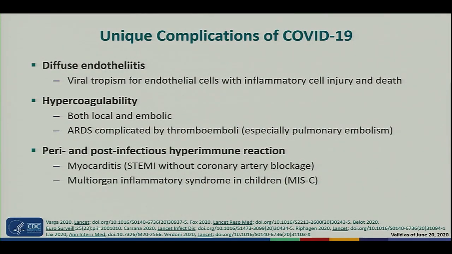And then lastly, I want to highlight something that may be of interest to folks as you think about a vaccine, and that is these peri and post-infectious hyperimmune reactions. In adults, one of the most severe is a myocarditis. We're seeing ST elevation MIs, but when they do coronary cath, there's no blockage. And it looks like the rise in enzymes is from a diffuse injury to the entire heart muscle. And in children, you've probably heard about this syndrome, which can in some kids occur about a month after they've been exposed or infected, of multi-inflammatory syndrome that looks a little bit like Kawasaki's, but is actually a very distinct entity from that. Next slide, please.